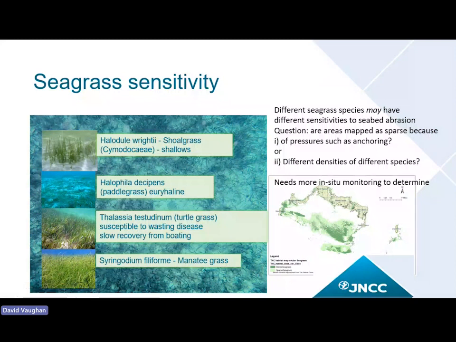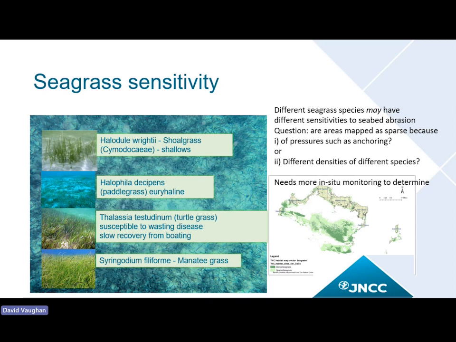But this is just a set of four of the species. And these ones, I think, again, Johnny will correct me, are the ones that were looked at in the sensitivity work. It's also very similar to what was done with the European Environment Agency in the Mediterranean, where they have a similar range of different kinds of seagrass.